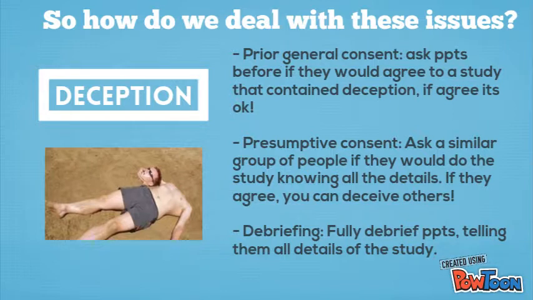The first one is prior general consent, and that means that you ask participants if they would like to take part in a study that might contain deception, and then a few months later you ask them to take part, and if they've agreed to do so, then obviously you can use them. The next type is presumptive consent, and essentially you ask a group of very similar participants if they would do it. You give them all of the details, and if they say they agree, then it gives you an allowance to actually deceive the other participants who you are going to use.